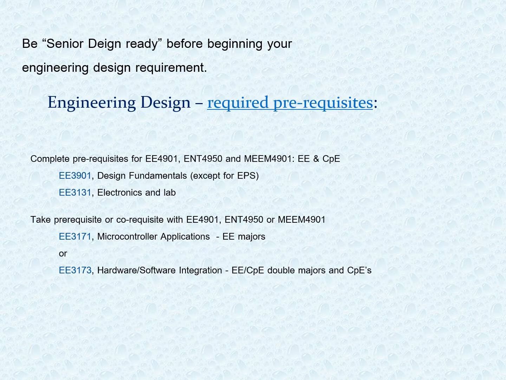You will need to be senior design ready, which means having completed the required prereqs and co-reqs in order to begin senior design or the 4000 level enterprise project work. Complete Design Fundamentals EE 3901 and Electronics EE 3131 before starting either Senior Design or Enterprise 4950. Electrical engineers take EE 3171 Microcontroller Applications, and computer engineering double majors take EE 3173 Hardware Software Integration prior to or along with the first semester of Senior Design or Enterprise 4950. You do not need to take EE 3901 Design Fundamentals if you do the European Project semester.